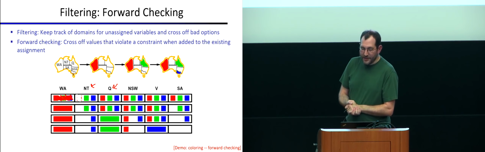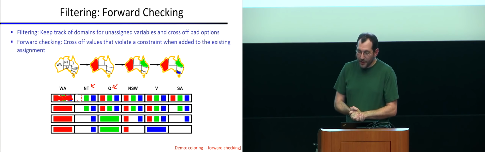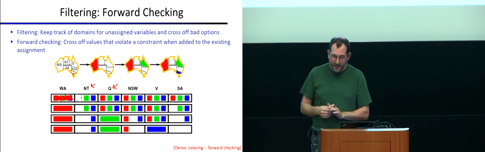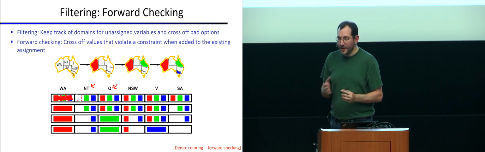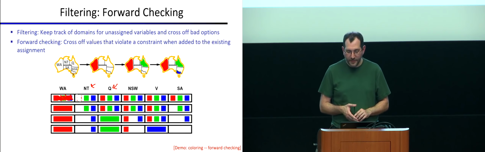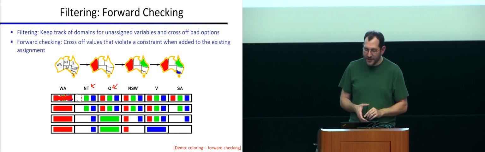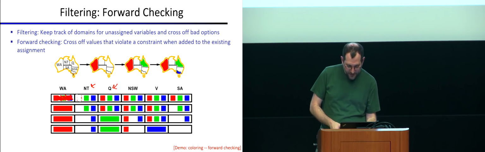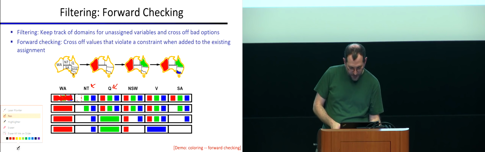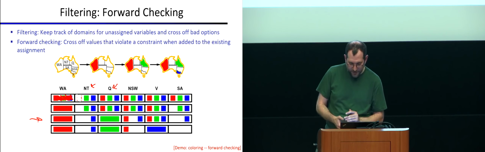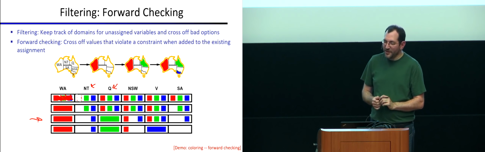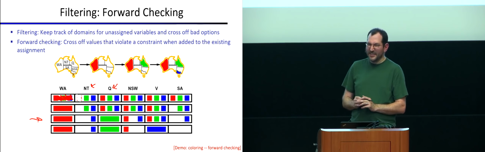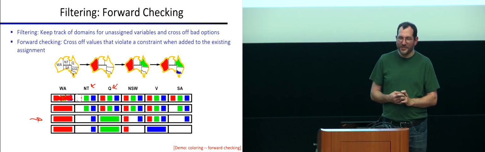All right, sorry, keep going. As soon as we assign to V a blue, even though we haven't tried to assign anything to South Australia, it's lost all of its values from its domain, and we know that there's no way to solve this. Now, if you look really closely, you might realize we were already in trouble up here, right? Because we knew NT was blue, and we also knew SA was going to be blue. And if you look closely, they're next to each other.